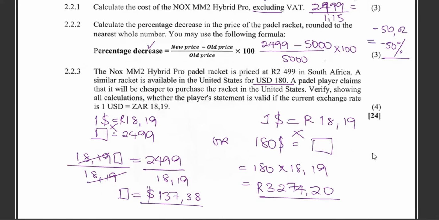So the claim is what? Remember the question wants you to say, verify showing all calculation whether the player statement is valid. So your last part has to be valid or invalid. So the last one is what? You say it's invalid. It's expensive in US than in South Africa.